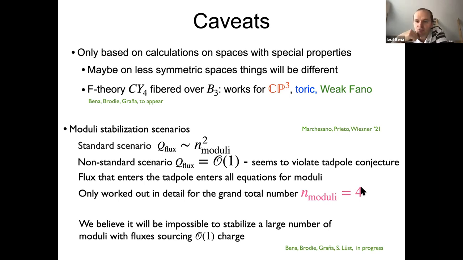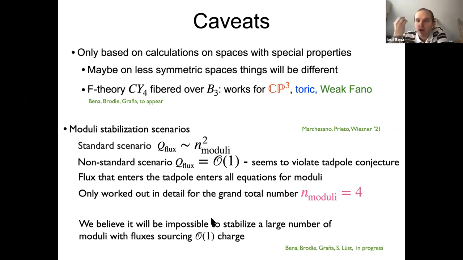We couldn't make it work for more than four moduli because, again, it's complicated. The equations become very complicated and so on and so forth. But in general, we believe that it will be impossible to stabilize a large number of moduli by sourcing an order one charge. And that's basically something which we are doing right now. There's a work in progress which we are doing with Callum Brody and Mariana and Seven Illust.